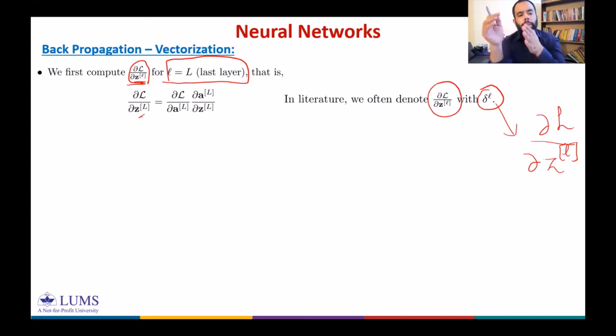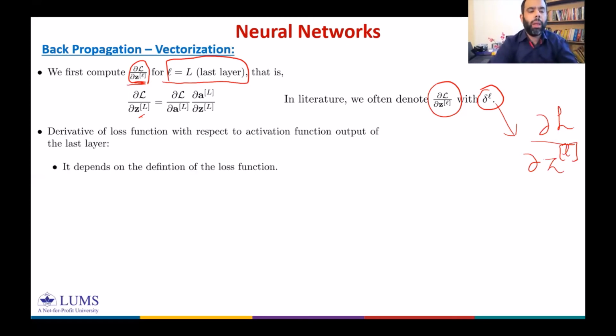Okay, we have computed this derivative for the final layer, but we want to compute it for every layer. Let's see how we can do this. So first we note how we compute this for the final layer. We need to compute two derivatives here: the derivative of the loss function with respect to the output of the final layer, and the derivative of the output of the final layer with respect to Z^L, the pre-activation output.